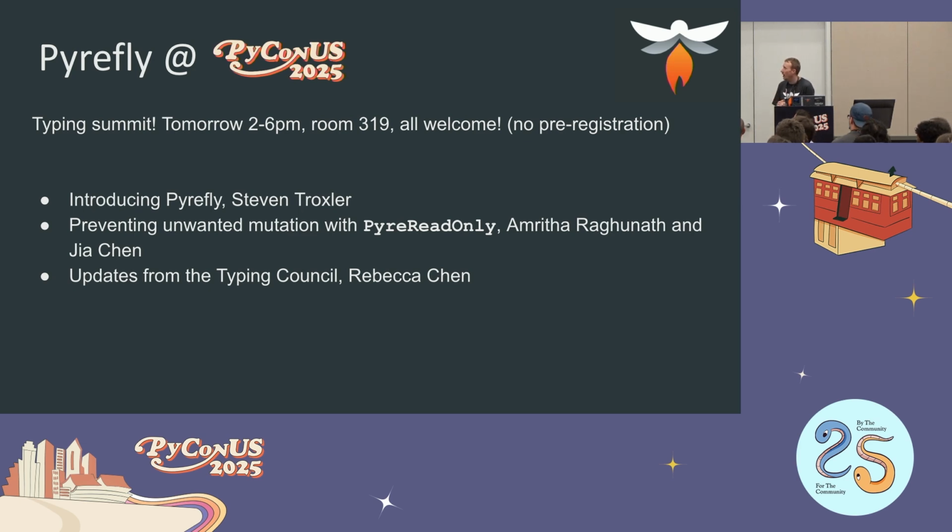We are also around for the rest of the conference, but also at the Typing Summit tomorrow, which is 2 till 6 in room 319, which is just a few doors down. No pre-registration, so everyone is welcome. We'll be giving a number of talks there. Stephen will be talking about introducing Pyrefly, a demo of the stages of how Pyrefly works. Jia and Amrita will be talking about PyReadOnly, how you can reduce unwanted mutation. And then Rebecca Chen will be leading the updates from the Python Council as part of her work. So please do come join us, and also come reach out to us as you're going around.